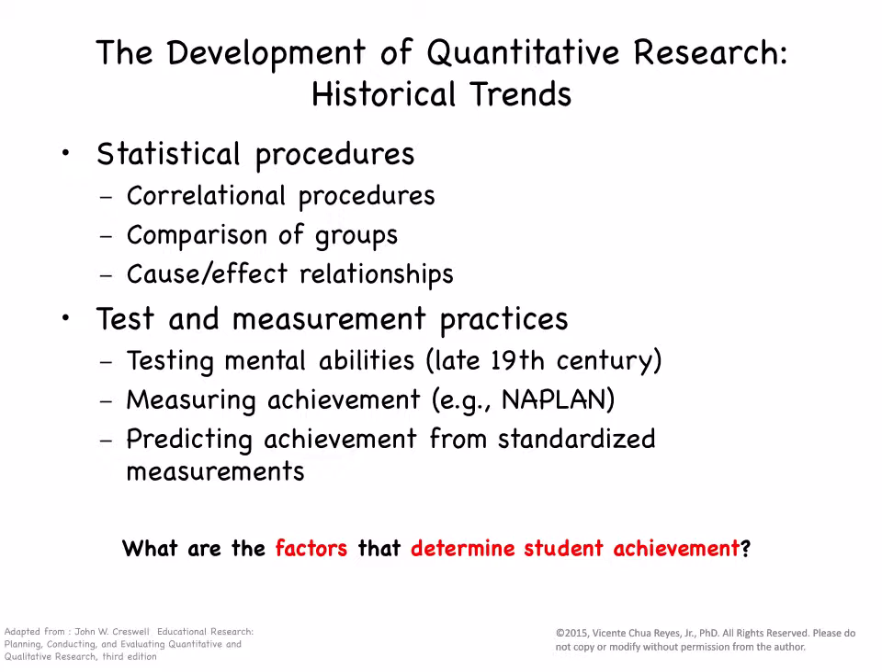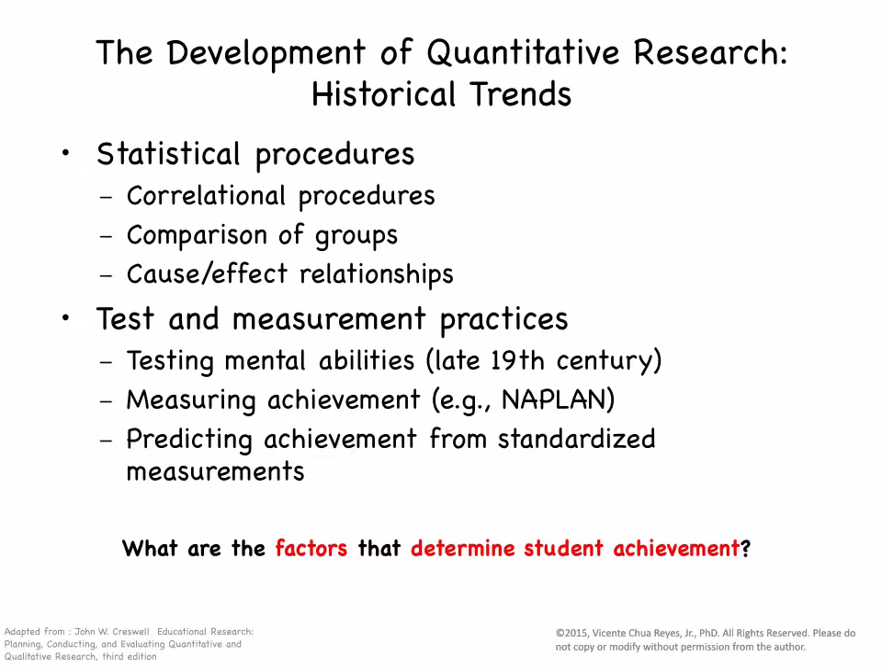Quantitative research has also developed through test and measurement practices. And if we take a look at that particular phenomenon, we can actually identify three waves that determine these practices. In the late 19th century, there was a proliferation of tests of mental abilities. This was followed later on, much later on, by a movement towards measuring achievement. And the most recent phenomenon would be predicting achievement from standardized measurements.